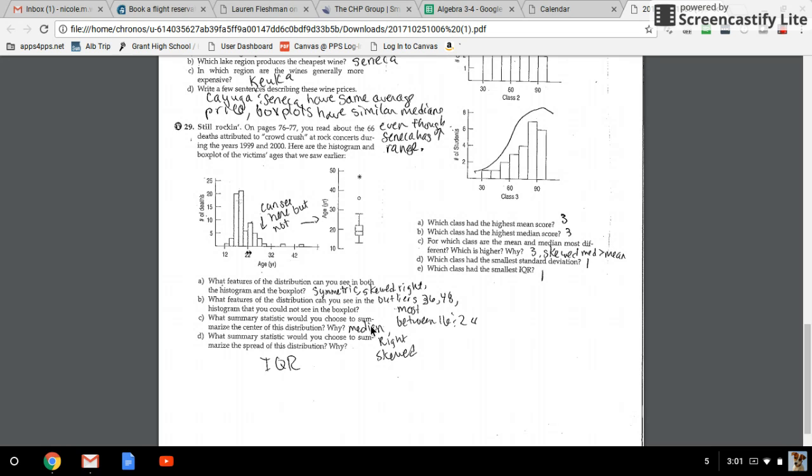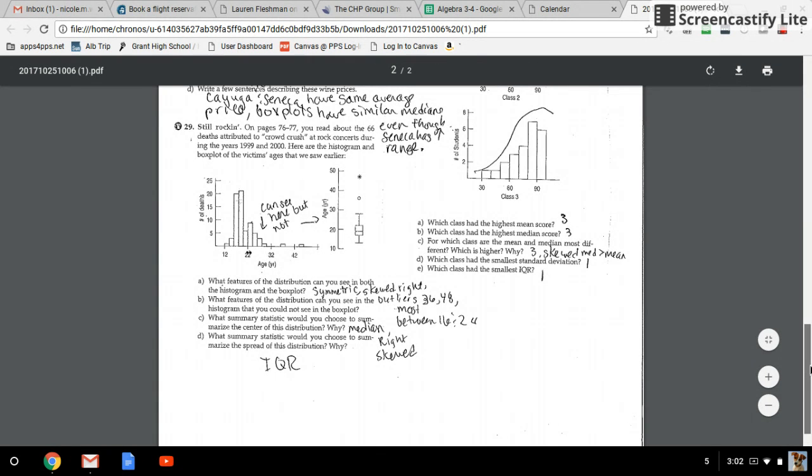Since this is skewed, I would use the median. And which summary statistic would you choose to summarize the spread? Well, it's right skewed, so I would use the IQR. You could use the range too, but I think definitely that 50% of the data is in that IQR. So that's probably what I would use.